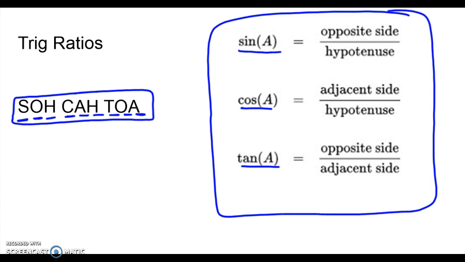It's important that this order stays the same. So the opposite side is always up top when we're talking sine, and the hypotenuse is always at the bottom. I understand it's a lot. I think it'll make more sense when we do an example together.